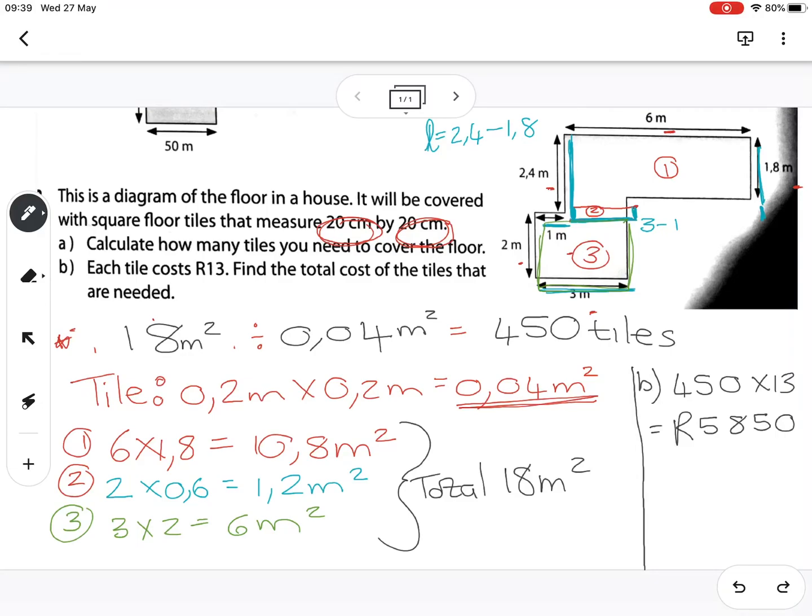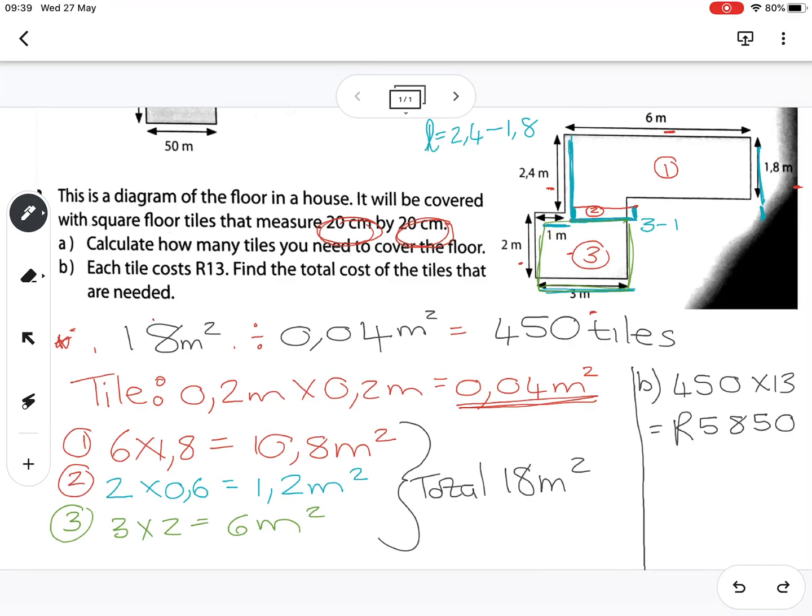Grade 7, this is to help you with page 123, exercise 9.3, number 2. It's a composite area sum, which means you have to work out multiple areas and combine them in order to find your total area.